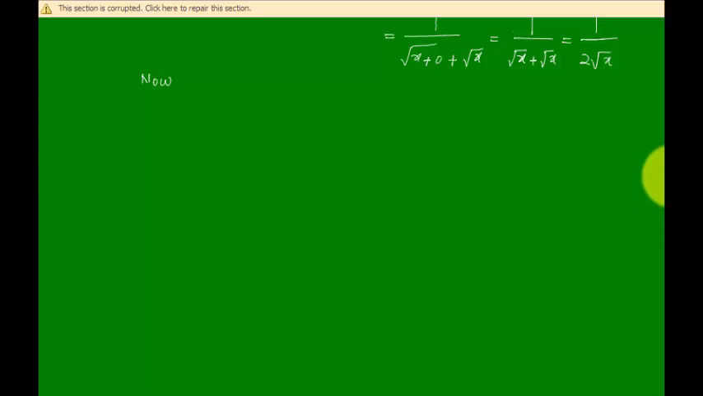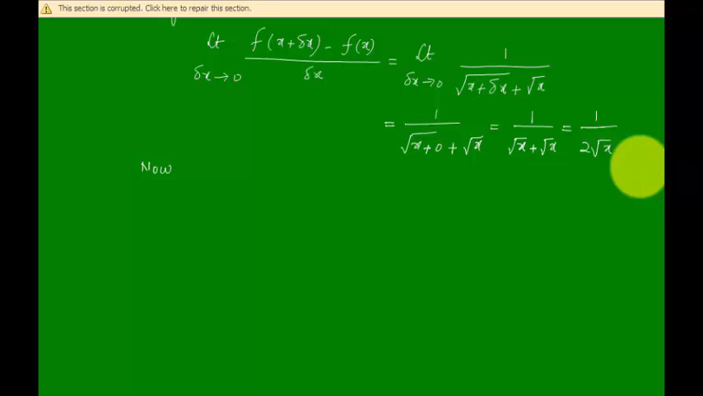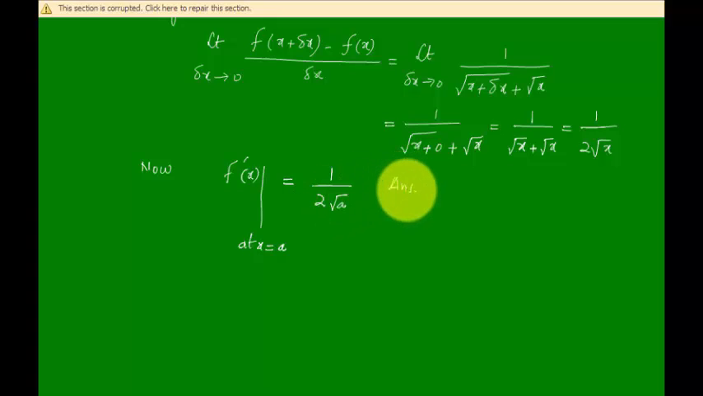Now we have to find this left hand expression, which is equal to f dash x. So f dash x we have to find at x is equal to a. So this will be equal to 1 over 2 square root of a, at the place of x we write a, and this is our question.